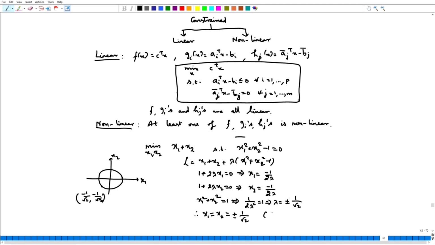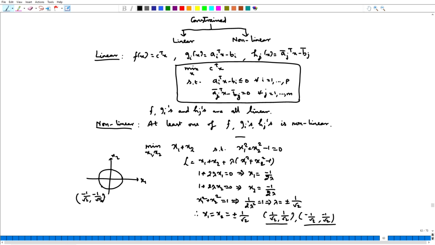One of them is 1 by root 2, 1 by root 2, and the other is minus 1 by root 2, minus 1 by root 2. You can check the second order conditions to figure out that this critical point corresponds to the maximum and this corresponds to the minimum. I am not going to do it here.